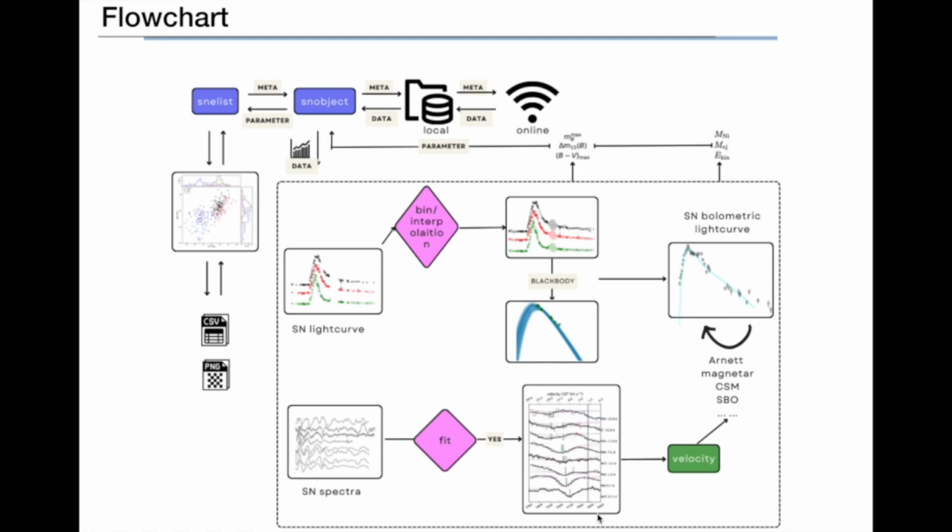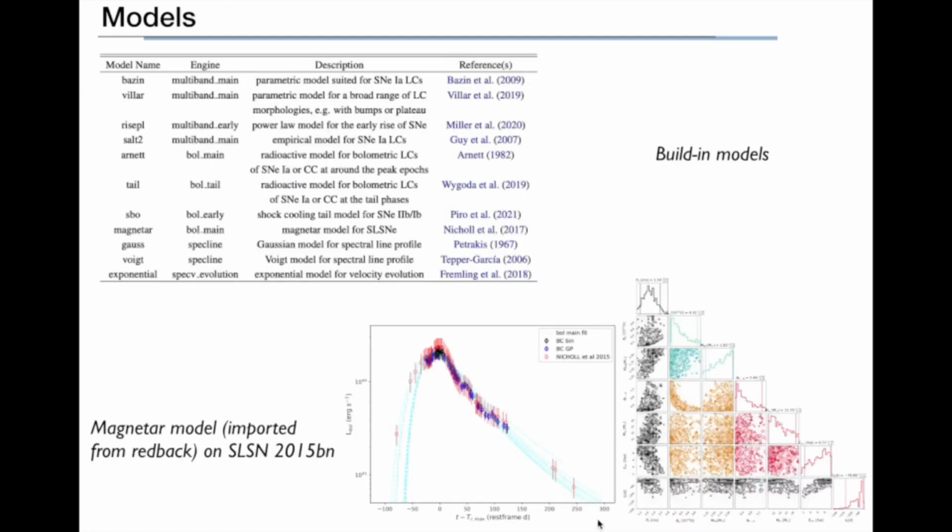All the fitting parameters are handled by the SNe list class, which can be populated into parameter space for a population study. I'd like to mention that besides the number of built-in models, we provide the possibility for users to add their own models or import models from external Python packages like MOSFiT, Redback, etc. As you can see here, there is an example showing the magnetar fitting on the very famous superluminous supernova 2015bn.